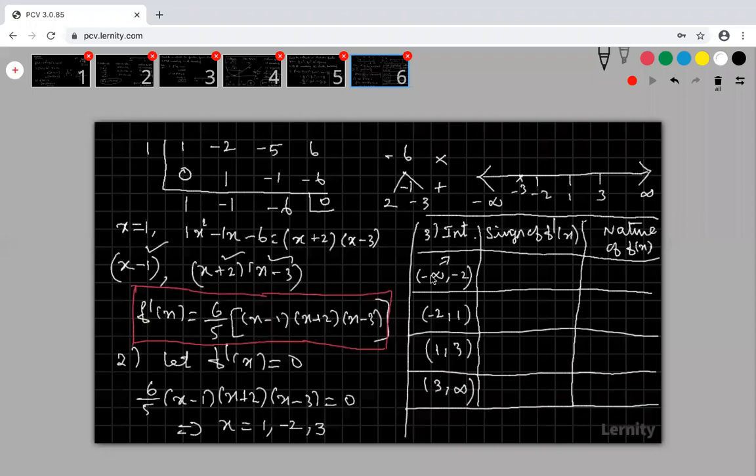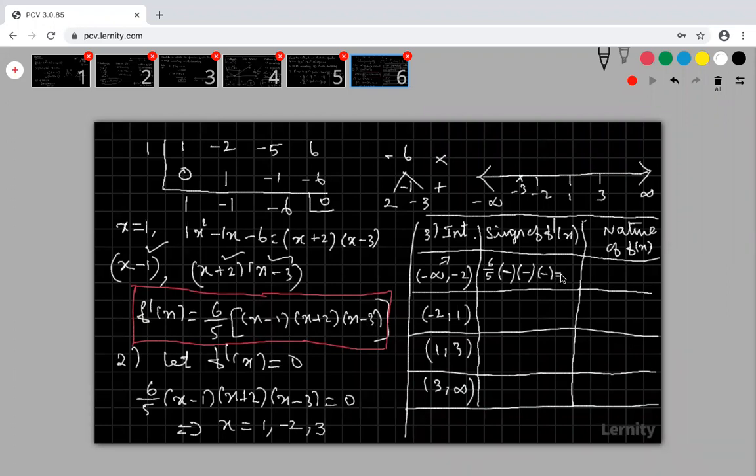Okay. Take minus 3. Apply minus 3. What happened in this interval? This is 6 by 5. Apply minus 3 here. What is the answer? Minus 3 minus 1, I will get negative. Are you clear? The first bracket, first term is negative. When you apply minus 3 here, minus 3 plus 2, what is the answer? Negative. Here minus 3, minus 3, minus 3. What is the answer? It is also negative.